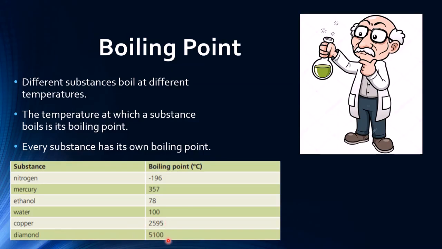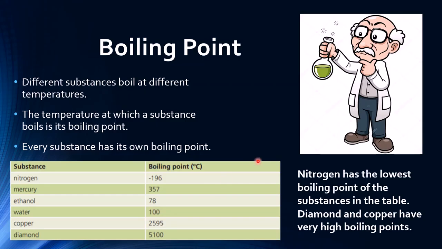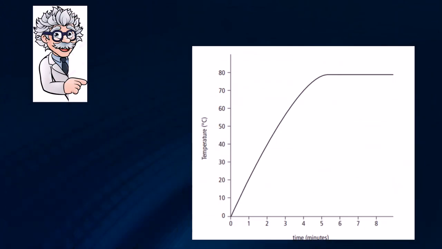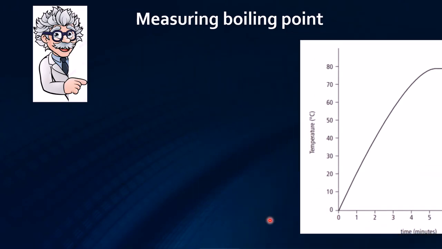Now diamond. The diamond temperature is really high. The boiling point is amazing. So diamond must be really hard to boil, right? Many industries can't do it because the boiling point is too high. Nitrogen has the lowest boiling point of the substances in the table. Diamond and copper have very high boiling points. As I just told you, nitrogen has the lowest boiling point. That's shocking, right? Over here I have used a table.